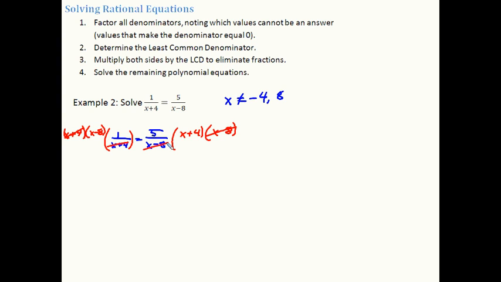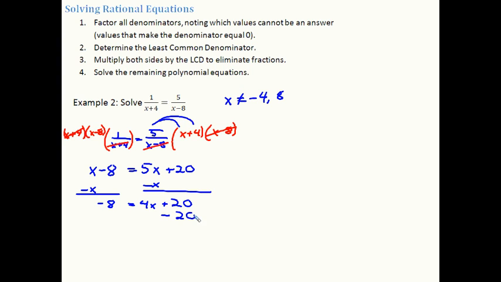We're left with x minus 8. On the left side, we have to distribute here, so we have 5x plus 20, and we're going to solve that. So we get x equals negative 7. Let's go ahead and check that.